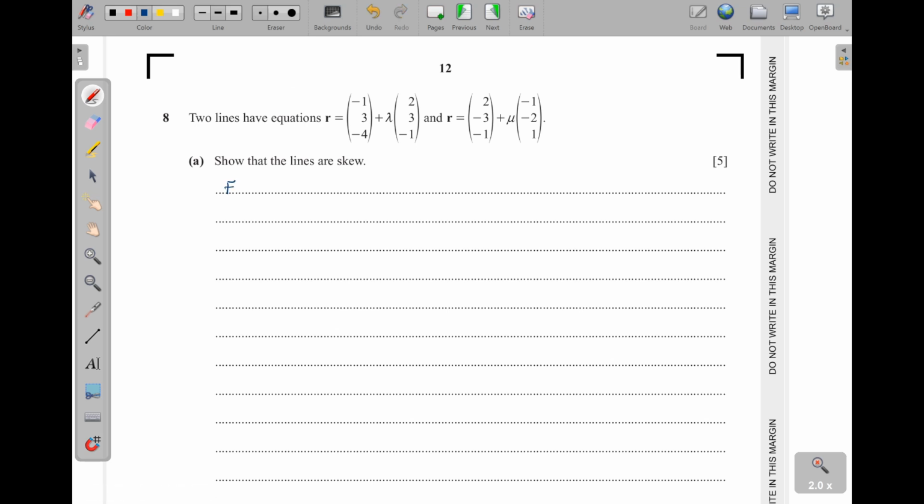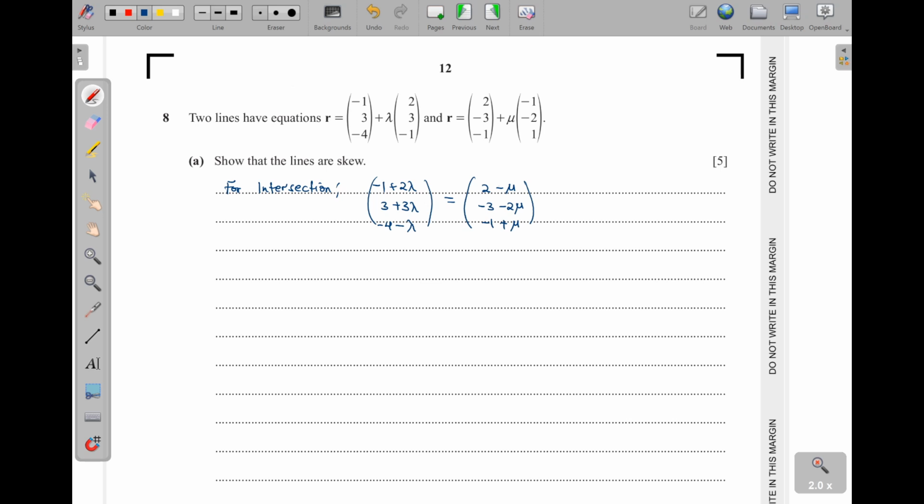So we can say for intersection, that means this one is equal to this. So I'm going to use the parametric equations. This one will be -1, then plus 2 lambda, then 3 plus 3 lambda, and then -4 minus lambda. Then this one is equal to 2 minus lambda, then -3 minus 2 mu, and then -1 plus mu.